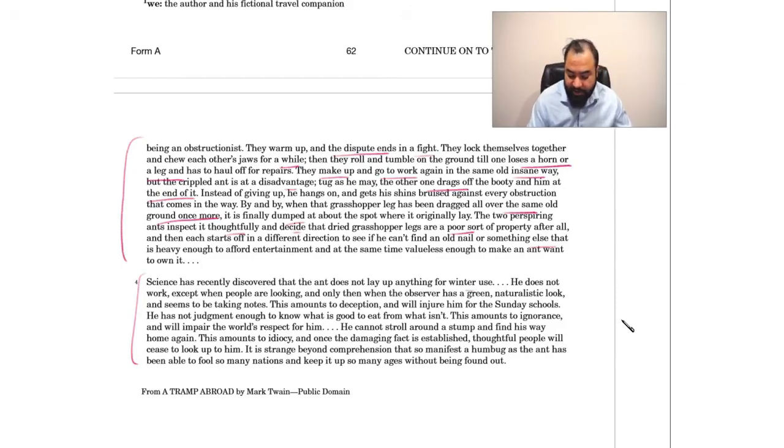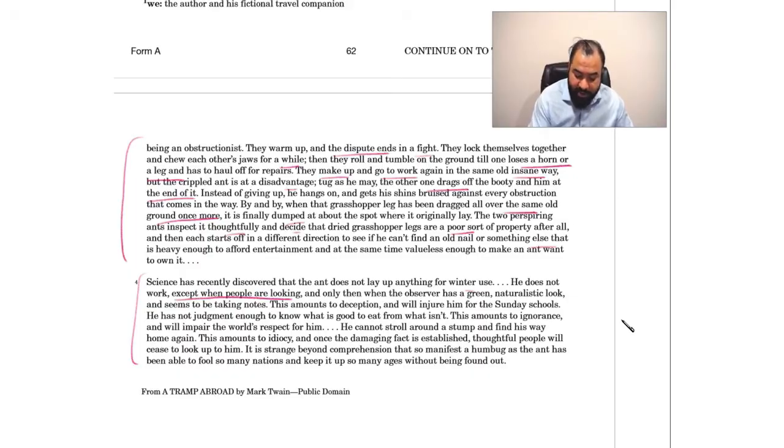So they don't keep anything for winters. He does not work except when people are looking. That means only if you see it, you're going to see it seems like it's working very hard, but it's not. And only then when the observer has a green naturalistic look and seems to be taking notes.